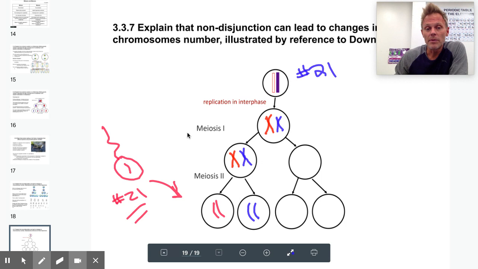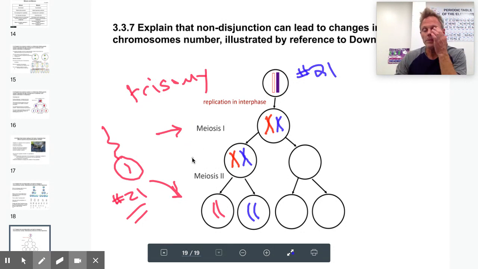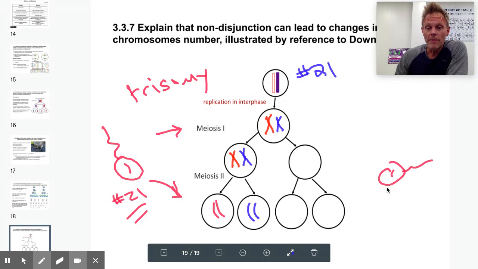So that's an example of non-disjunction resulting in too many chromosomes, which we call trisomy. That's when you have 3 copies, in meiosis 1. And if we look over here, there aren't any chromosome number 21s, right? So if a sperm came with its 1 copy, there would only be 1 copy of chromosome number 21 in that developing embryo, and that's not enough. That embryo would probably be miscarried.